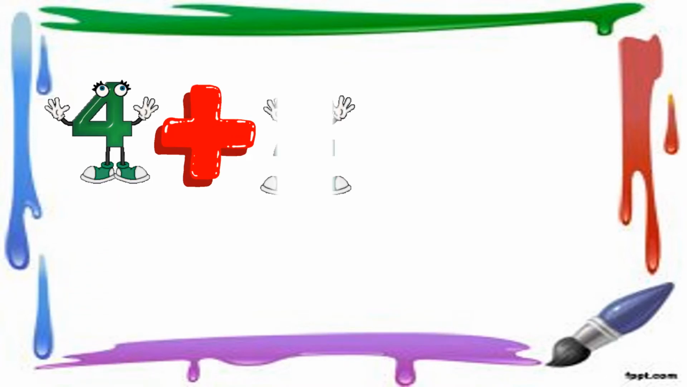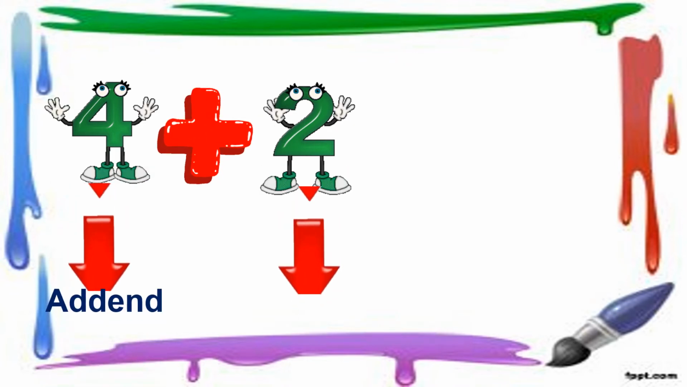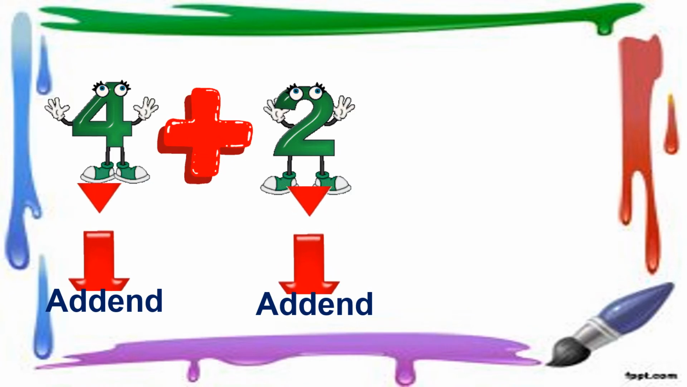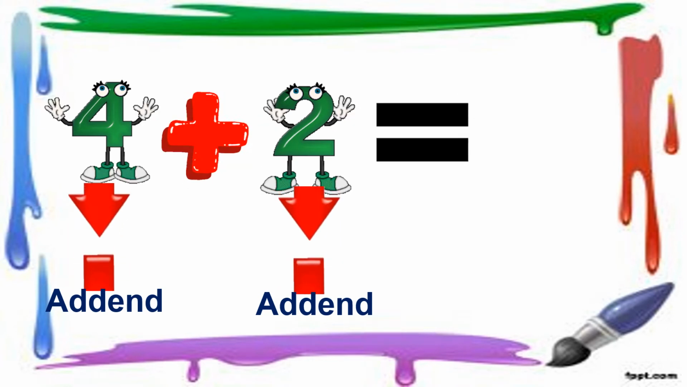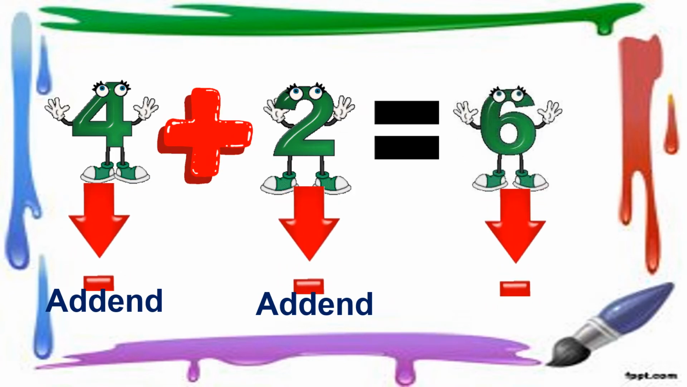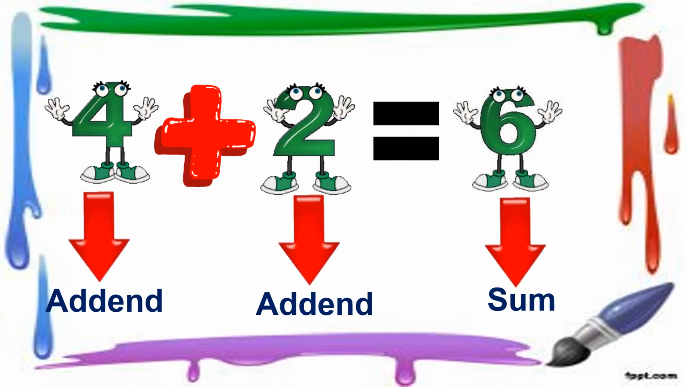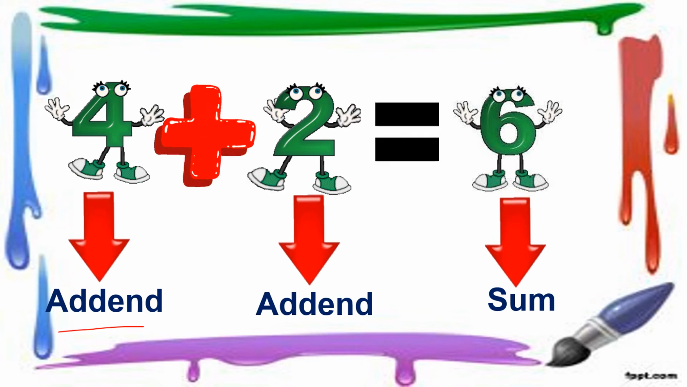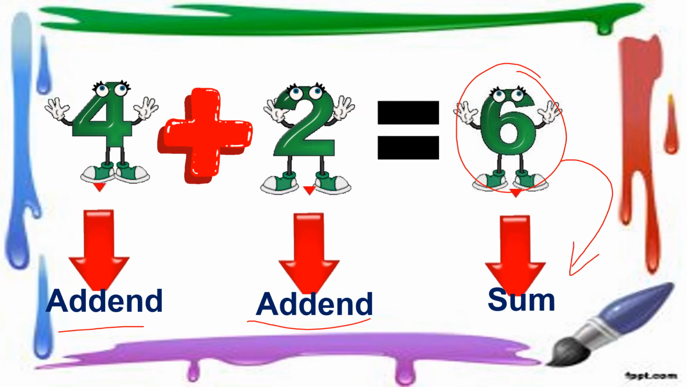Let us consider an example by adding two numbers. Let us consider 4 plus 2. Here 4 and 2 are called addends. In addition, the numbers which we are going to add are always called addends. And the result we get, that is 4 plus 2 equal to 6, is called the sum. That is, the number which we are going to add is called an addend, and the number which we get as the result is called the sum.